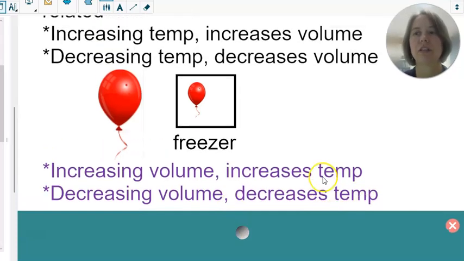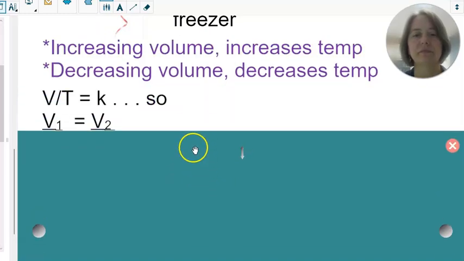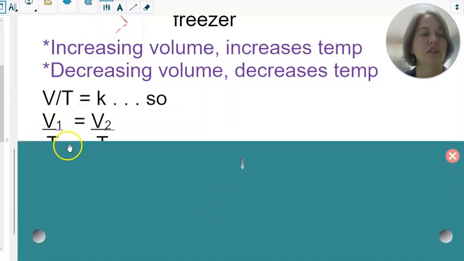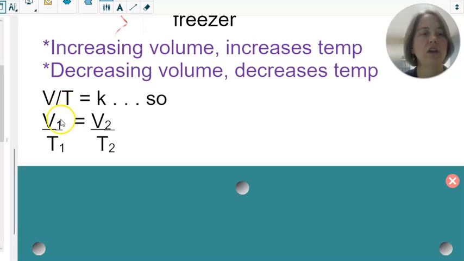And the converse is also true. If you increase the volume without changing anything else, you have to increase the temperature. If you decrease the volume without changing anything else, the temperature is going to decrease. So your volume divided by the temperature is always this K, little k, not Kelvin, but a constant. So your initial volume divided by your initial temperature will always equal your second volume divided by your second temperature, because this equals K and that equals K, so they equal each other.